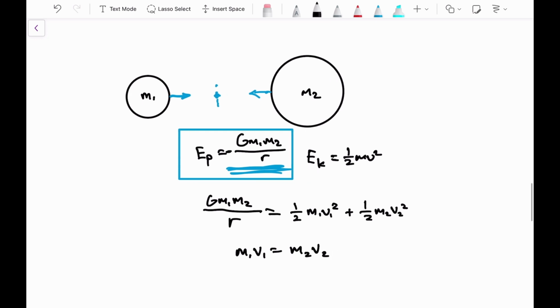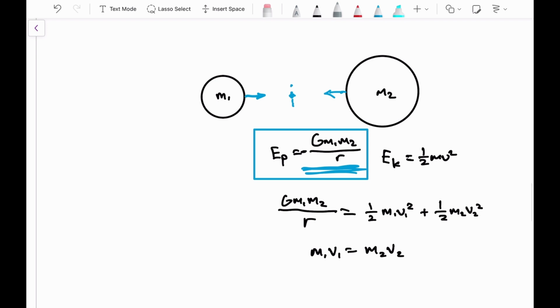Why? Because essentially this equation is derived from this. So the initial total momentum is 0. And what happens is that m1 will gain momentum and m2 will gain momentum as well. However, m2's velocity is opposite to m1's velocity. So we assume that v1 is the positive direction, and therefore v2 will be the negative direction.